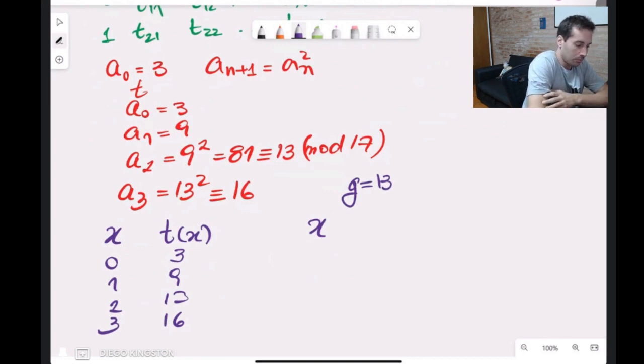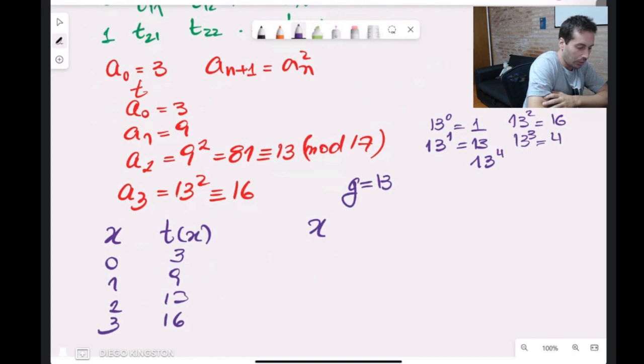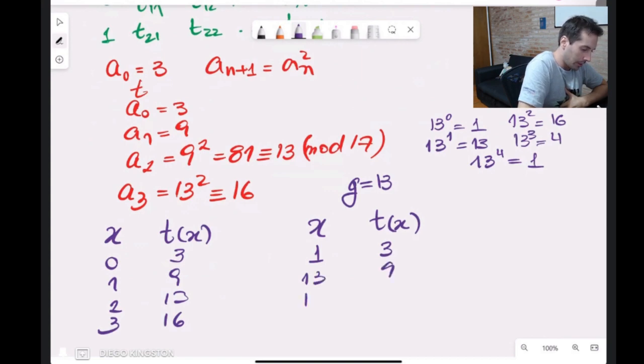And if you look, when we do 13 to the 0, this is 1. Then 13 to the 1 is 13. 13 squared is 16. 13 cubed is 4. And if we do 13 to the fourth, we go back to 1. So there are 4 elements in this subgroup. And so what we will do is say, okay, for 1 it's 3, for 13 it's 9, for 16 it is 13, and for 4 it is 16.